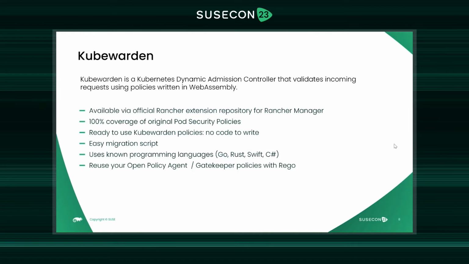The policies are ready to use, and there is no code to write. Easy migration script. So in case you have a custom pod security policy, it is easy to migrate to Kubernetes. Kubernetes uses known programming languages like Go, Rust, Swift, C, etc. Right. So it is easy for us to read and migrate existing code into Kubernetes policies. So we can use or reuse Open Policy Agent Gatekeeper policies with Rego, which is a Kubernetes basic programming language.